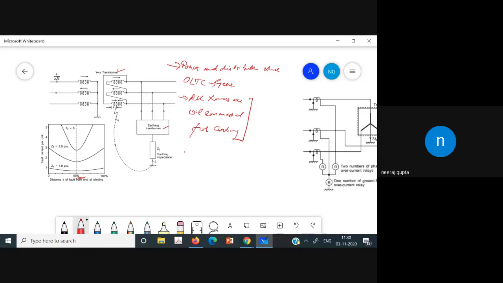One more point is that whenever we start the transformer, it will experience inrush during the starting, at the time of switching, and you cannot say that it is a fault. So we can have a relay such that it allows that inrush for a certain amount of time, and it will not see it as a fault. Then we will have another thing, that is interturn fault. Interturn fault is there.